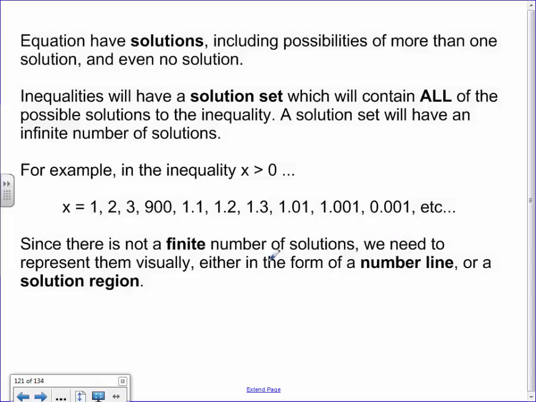Because there's now not just one answer, there's an infinite number of answers. There's not a finite number. You guys know that word? Instead of infinite, it would be finite. Since there's not just one or two or three answers, but there's infinity answers, we have to represent them visually. So today, all of your answers are either going to be on a number line or what's called a solution region. I'll show you this one more time.